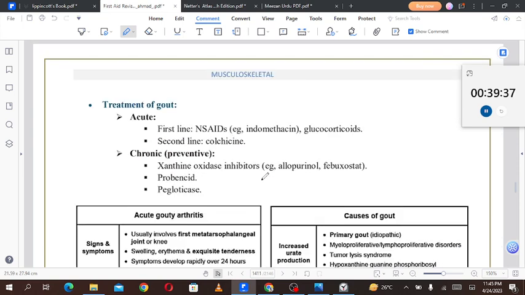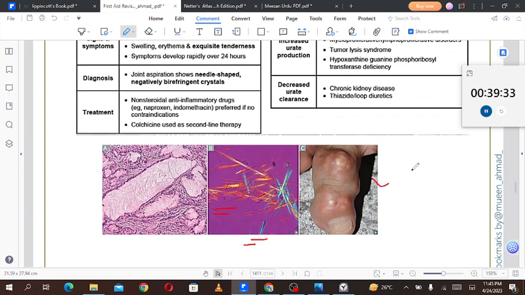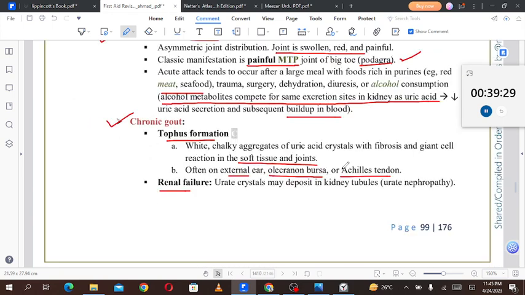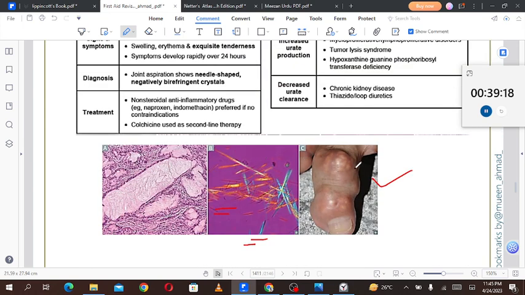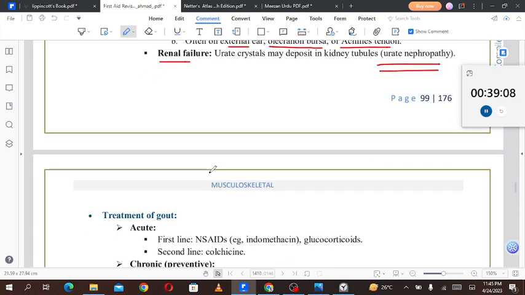So what is tophus? If you could see in the picture, this is tophus. Tophus is most commonly found in the olecranon bursa, Achilles tendon, or external ear, but it can form elsewhere. The white chalky aggregates of uric acid crystals with a fibrosis and giant cell reaction in the tissue will be the microscopic picture. On gross pathology, you can find something like this. So this is tophus. Coming back, in renal failure, urate crystals may deposit in the kidney and lead to urate nephropathy.